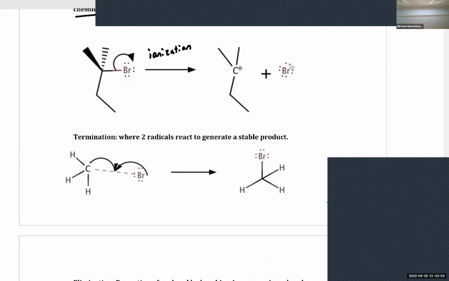Other examples of bond-forming steps would be termination, where two radicals react to generate a stable product. So we have two radicals, and we use fish hook notation to showcase the movement of one electron each to give a two electron bond.